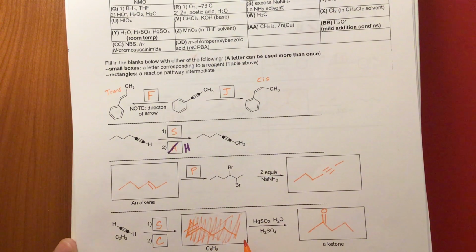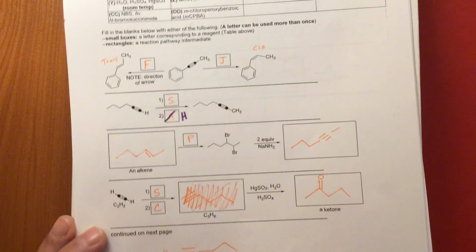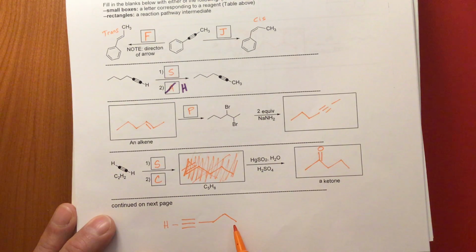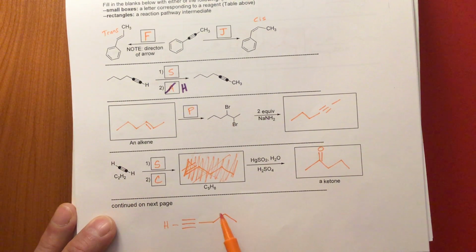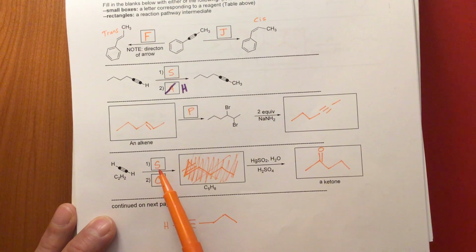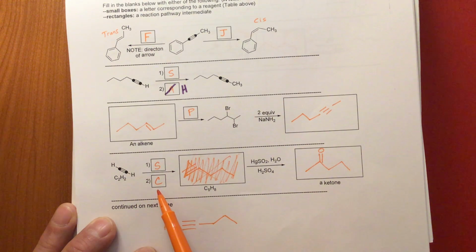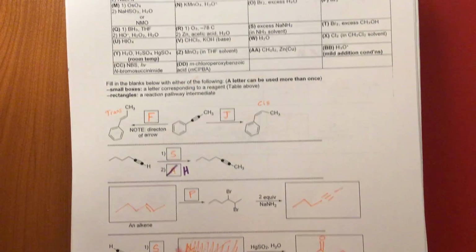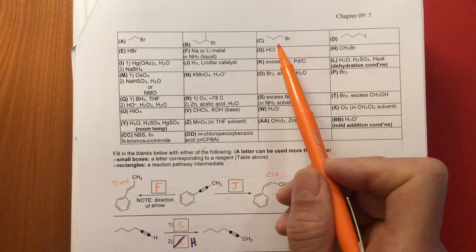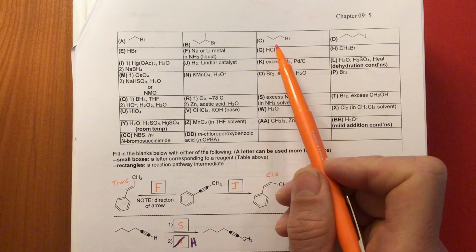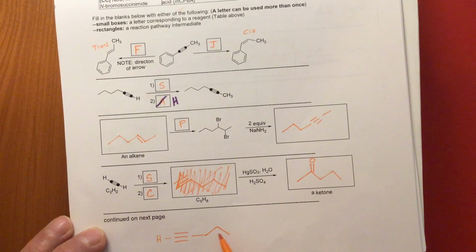Next. We are going from C2H2 to C5H8. I drew out C5H8 from C2H2, so we're adding 3 carbons. That means we have to deprotonate one side of this acetylene, and then come in with 3 more carbons. So we need C, which is propyl bromide. That'll add on the 3 carbons to this side.